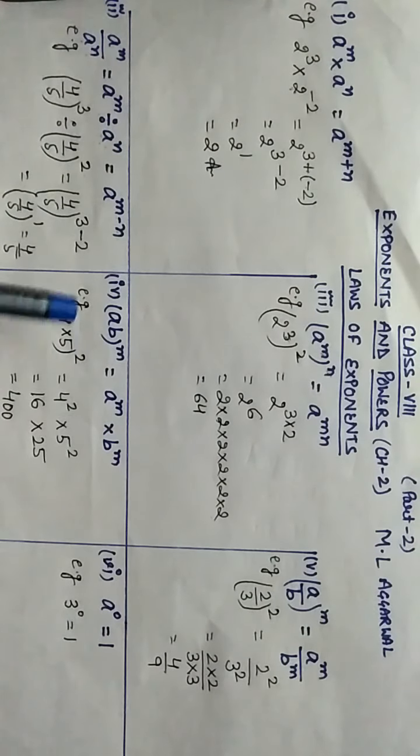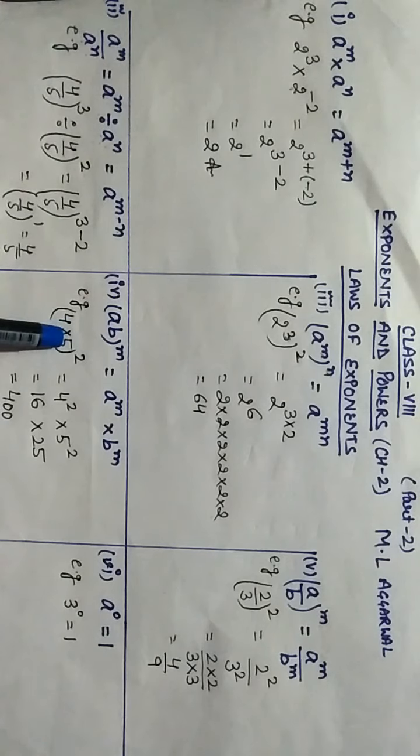Okay, so we understand by the example, 4 into 5. There is no sign between these two terms, we can consider it multiply. So 4 into 5 raised to power 2, we can open it as 4 raised to power 2 into 5 raised to power 2 according to this law. 4 fours are 16 and 5 fives are 25. We will multiply it, we get 400.